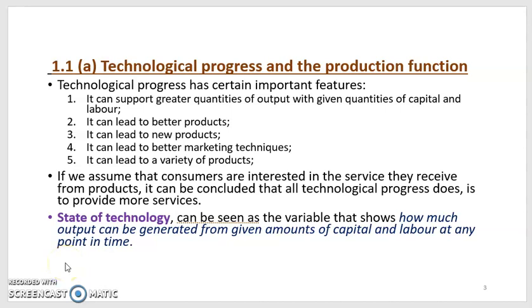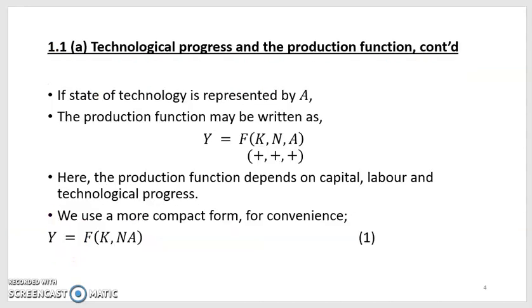What we'll be doing in this section is introducing technological progress into our economy. To do so, we must first revisit the aggregate production function that we discussed in the previous chapters. Think about the state of technology as a variable that tells us how much output can be produced from a given capital and labor, given by N, which are the two variables that we said are determinants of output growth in the previous chapter. For technological progress, we'll denote it as A.